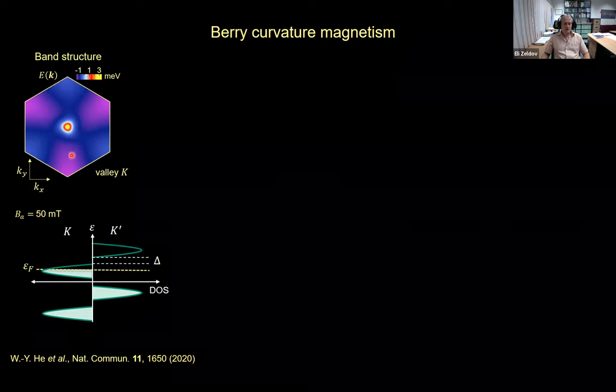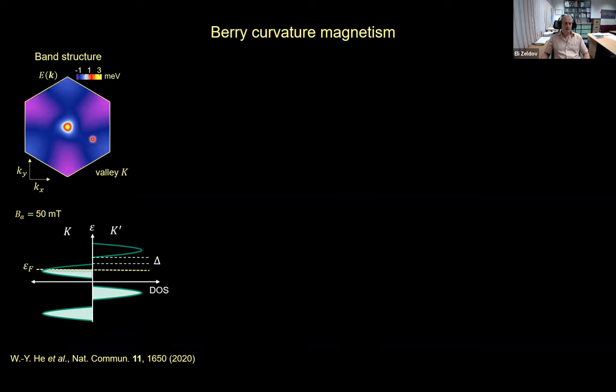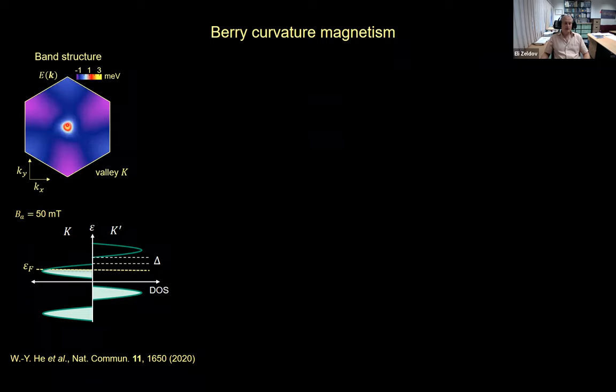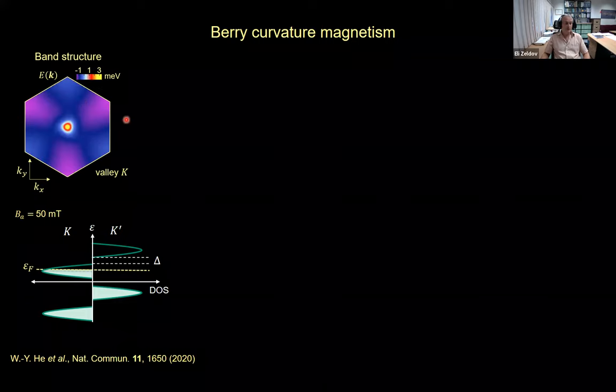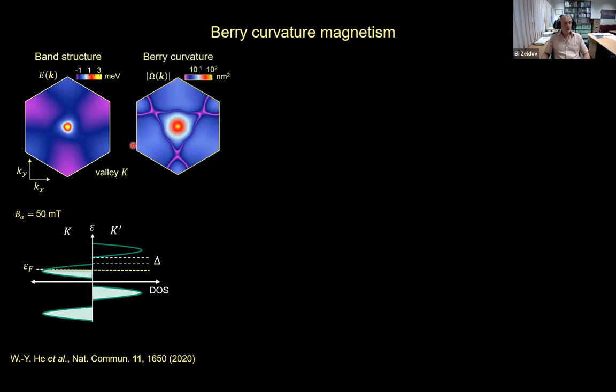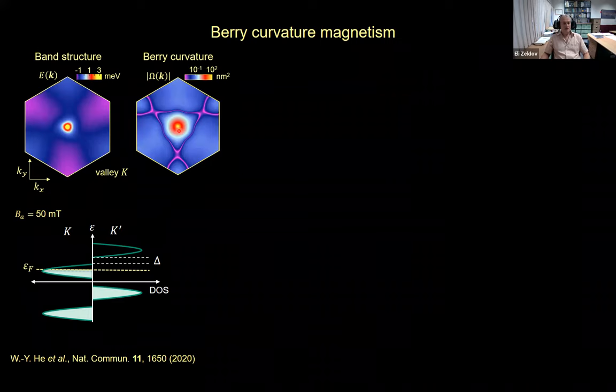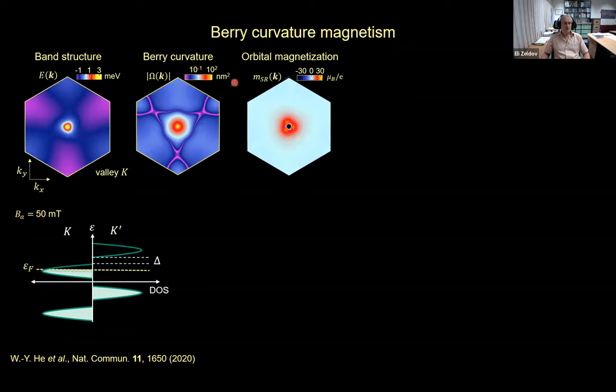I'm sure you are familiar with the general structure of the band structure in magic angle graphene, and it has a sharp maximum. The bands have the dispersion has a sharp maximum near gamma point in energy of a few milli electron volts. We can calculate the Berry curvature in this single particle picture. And we see that essentially most of the Berry curvature is concentrated at the top of the band near the gamma point. And we can also calculate the orbital magnetization arising from this Berry curvature. And not surprisingly, it is also concentrated where the Berry curvature is concentrated near the gamma point.